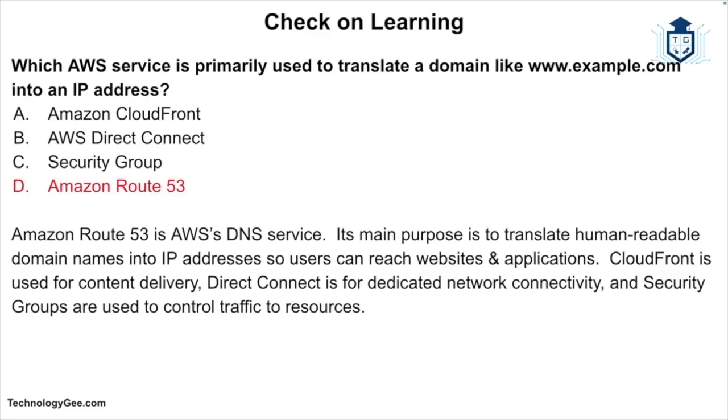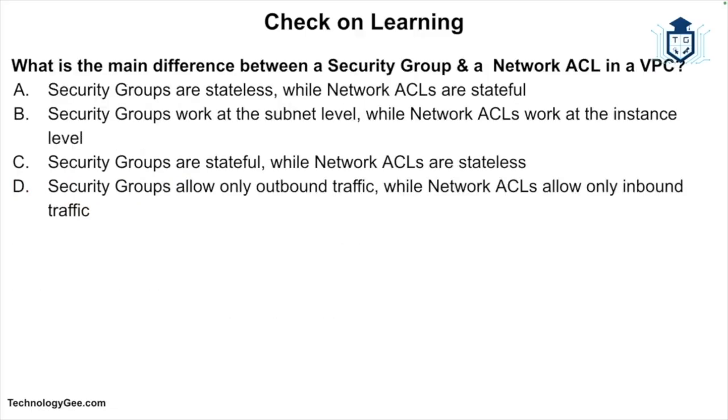CloudFront, this is used for content delivery. Direct Connect is for dedicated network connectivity, and security groups, they are used to control traffic to resources. Next question. What is the main difference between a security group and a network access control list in a VPC? Is it security groups are stateless while network ACLs are stateful?